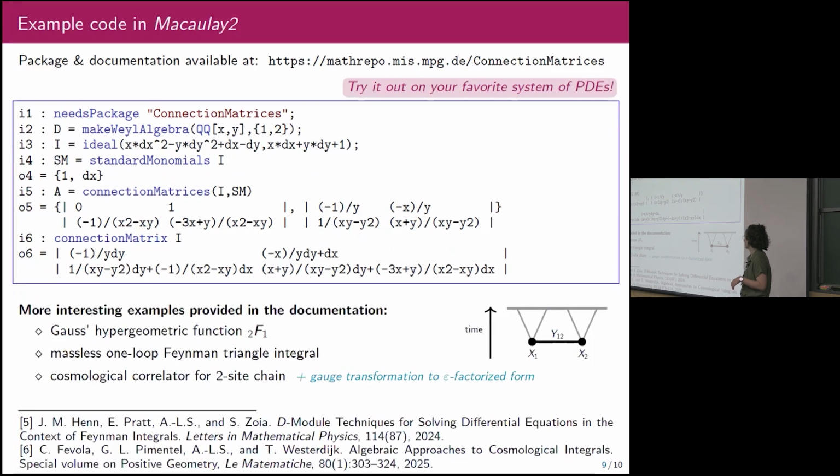You can find more interesting examples in the documentation, like the classical example of the Gauss hypergeometric function, or we also reproduced computations for a massive one-loop Feynman triangle integral, and you can conveniently change bases and carry out gauge transforms. We also visited a cosmological correlator for the two-site chain. You'll hear more about differential equations behind such functions in the talk of Lydia on Thursday. And we also reproduced the gauge transform to arrive at an epsilon-factorized form.